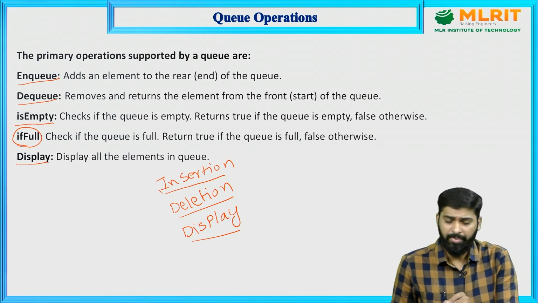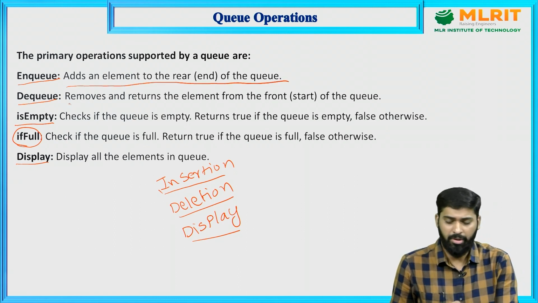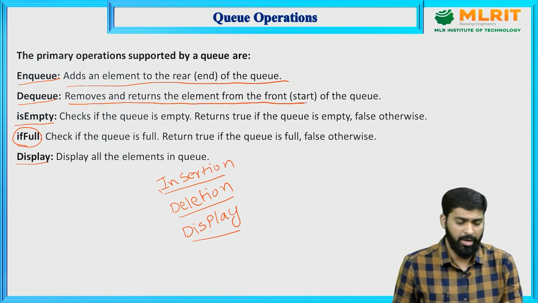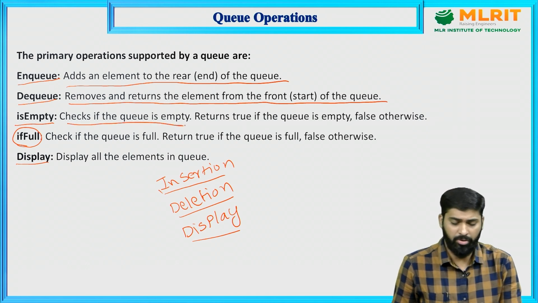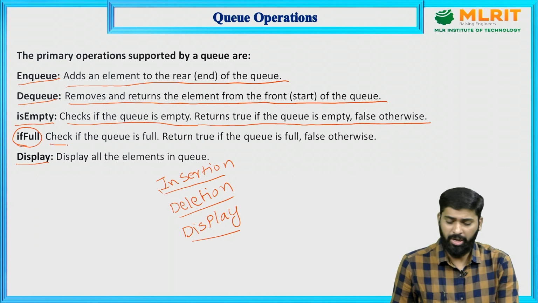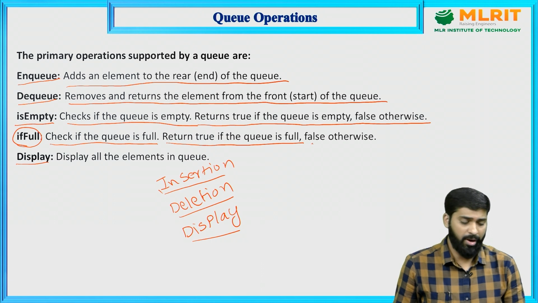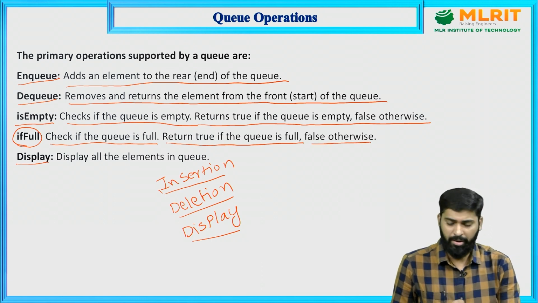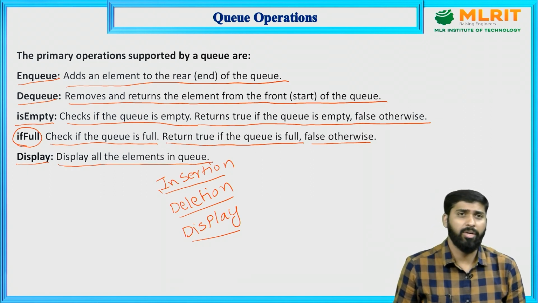So NQ adds an element to the rear of the queue. DQ removes and returns the element from the front of the queue. Empty checks if the queue is empty and returns true if the queue is empty, false otherwise. Is full checks if the queue is full, returns true if the queue is full, false otherwise. Display function displays all the elements in the queue. Okay, so now we discuss one by one.